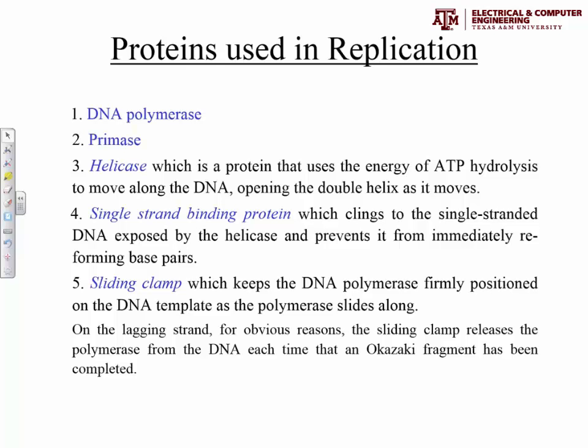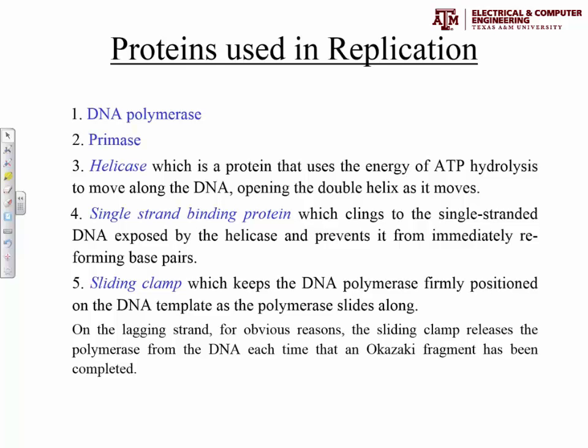Then there is another protein that is called the single strand binding protein, because when the two strands separate out, they will have a natural tendency to again form base pairs and form the double helix. So once you separate them out, you have to hold them in place. So there's some protein that does that. That is called the single strand binding protein, which will cling to the single stranded DNA exposed by the helicase and prevent it from immediately forming base pairs.